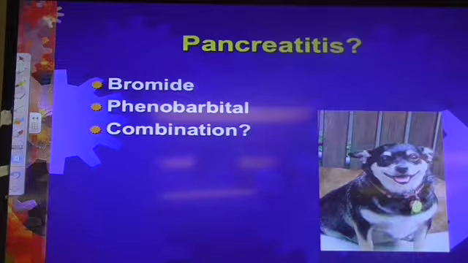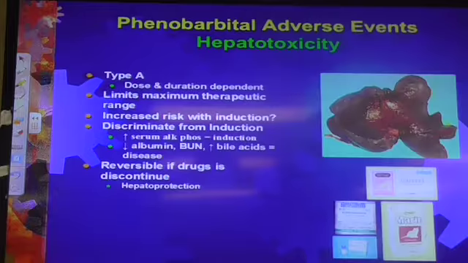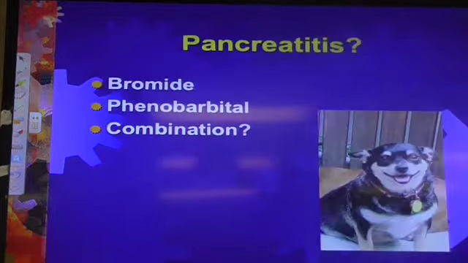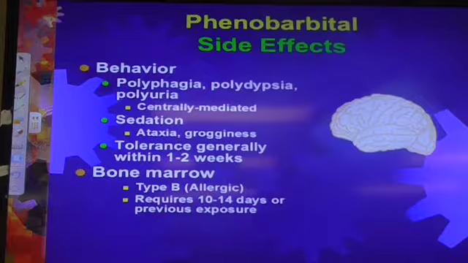And I think part of the reason for this is these dogs are eating like crazy. They're eating like crazy on bromide, they're eating like crazy on phenobarb, and we're going to see that when we get to adverse effects. So that is one of the risks we're going to have to worry about. The biggest, of course, is hepatotoxicity. So let's look at some other side effects.